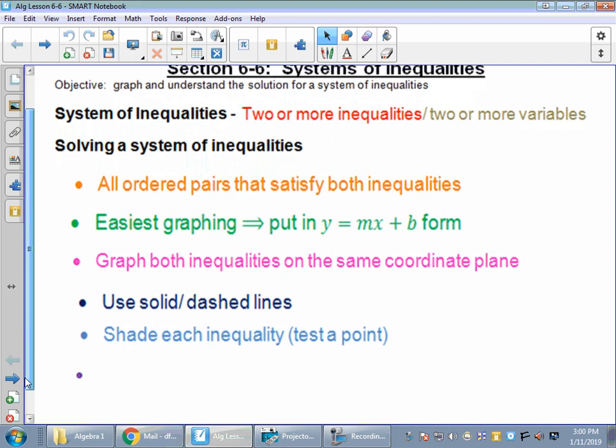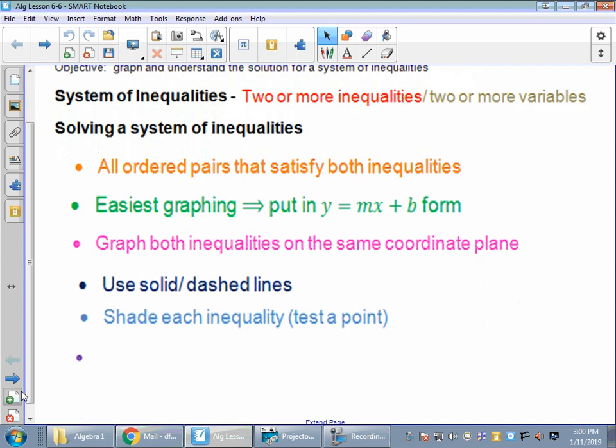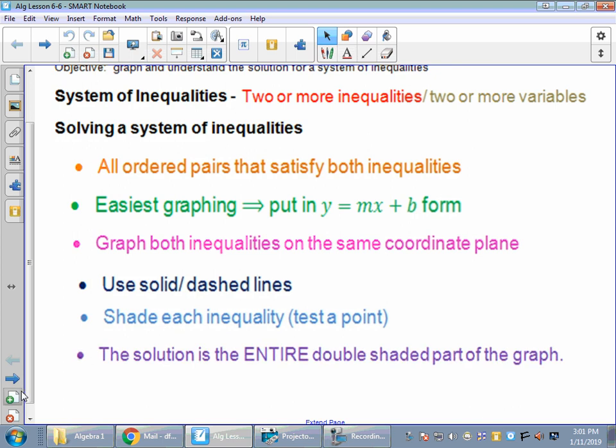And then remember our shading. Shade each inequality. We're going to use a test point. Remember, 0, 0 is the best test point to use, as long as it's not on that line. If it is, then use something else. And then that solution is the entire double shaded part of the graph. So if there's a situation where we have both graphs shaded, then that'll be your solution. Okay?